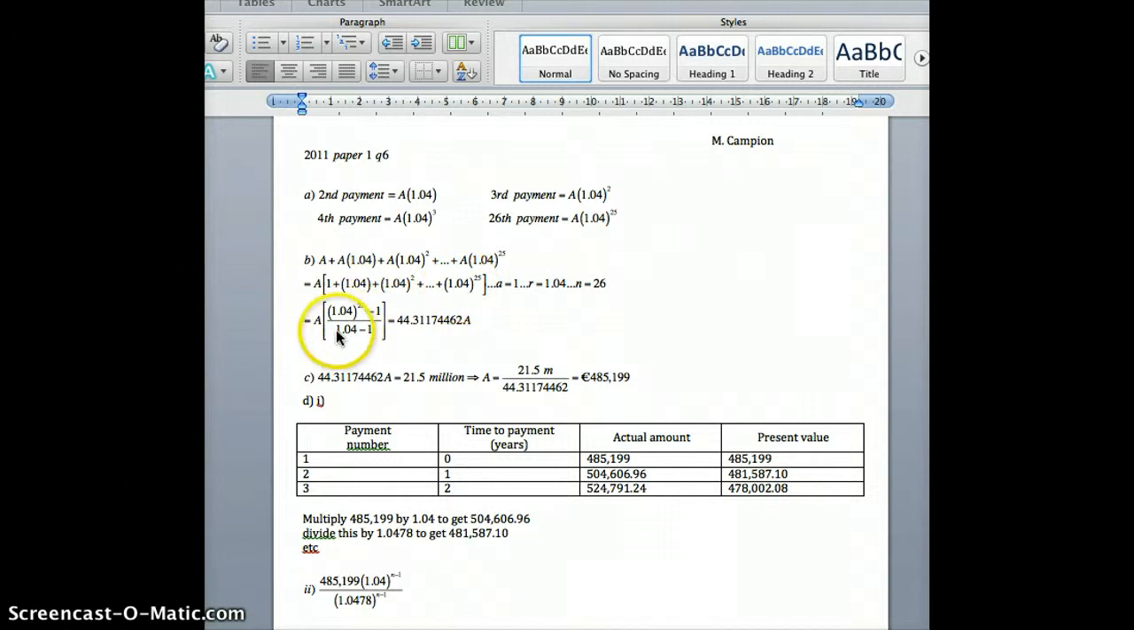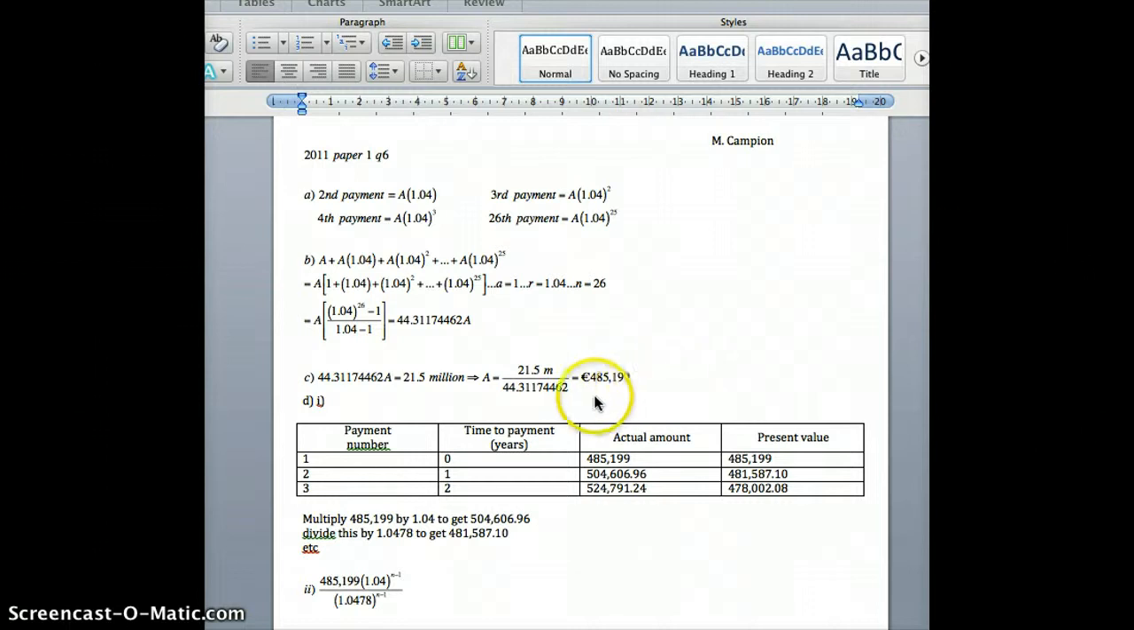Put that into the usual formula, R to the n minus 1 all over R minus 1. And that gives you 44.3117446 A. Best to leave it with that many decimal places because you're dividing by 21.5 million in the next step, or the other way around. So just to do that step, you're trying to find A given a 21.5 million advertised jackpot prize. So that's 21.5 million divided by the 44.311, etc., which gives you 485,199.